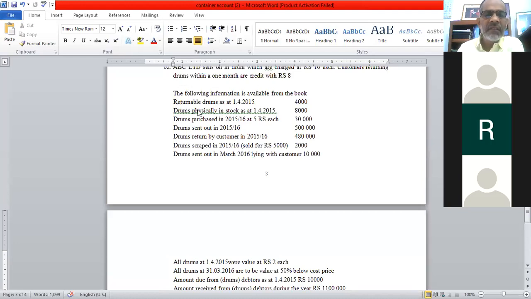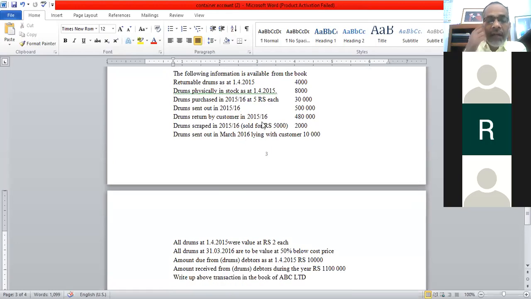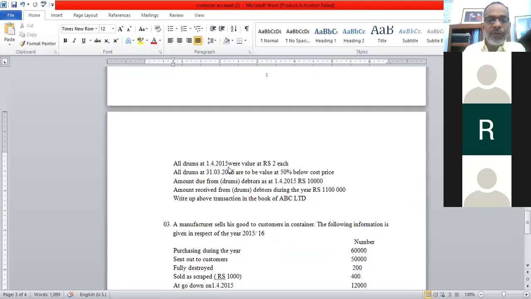Returnable drums as at 31st March 2016. Okay, what to do? Drums physically in stock 2015. Drums purchased in 2015-16, 30,000 at 5 rupees. Drums sent out in 2015-16, 500. Drums returned by the customers, 480. Drums scrapped in 2015-16 sold for 5,000. Drums sent out in March 2016 lying with the customers. All drums at 1/4/2015 valued at 2 rupees. Okay, alright. Please write up.